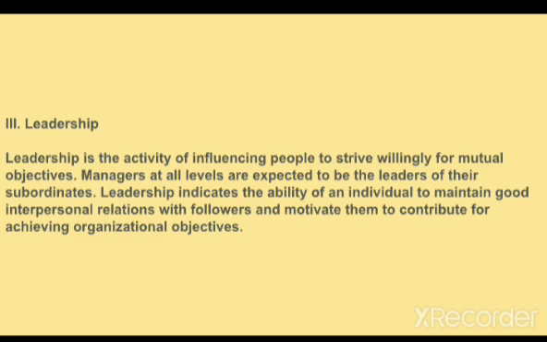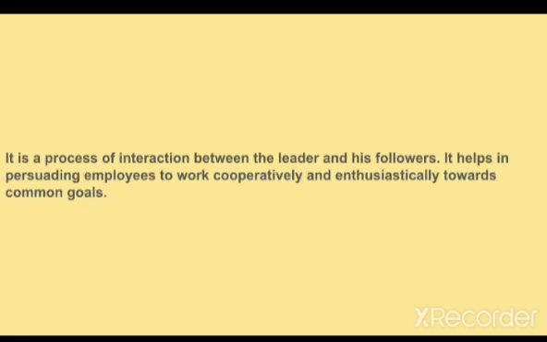What is leadership? Leadership is the activity of influencing people to strive willingly for mutual objectives. Managers at all levels are expected to be the leaders of their subordinates. Leadership indicates the ability of an individual to maintain good interpersonal relations with followers and motivate them to contribute to achieving organizational objectives. Means leadership is the process of influencing people to willingly work for mutual objectives. Managers at all levels, at the top level, middle level, at every level of management, are expected to become good leaders so that they can influence the people to work for the organization.